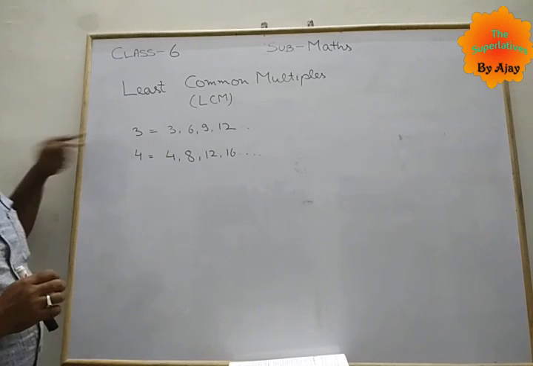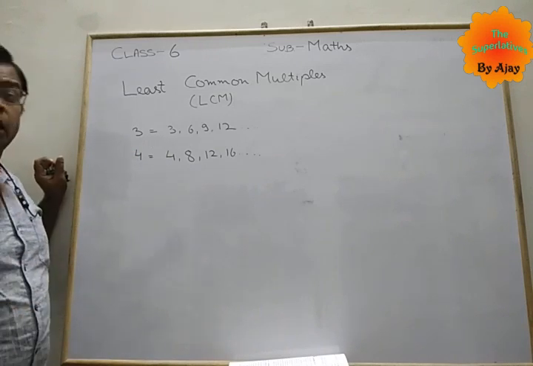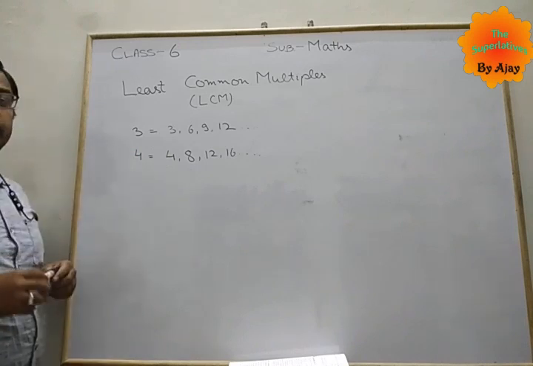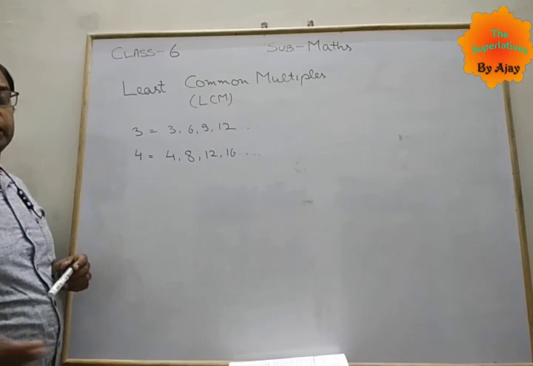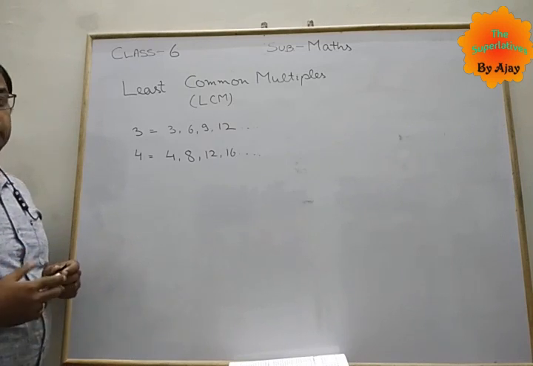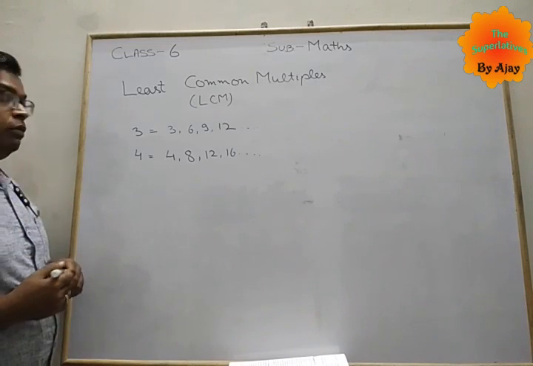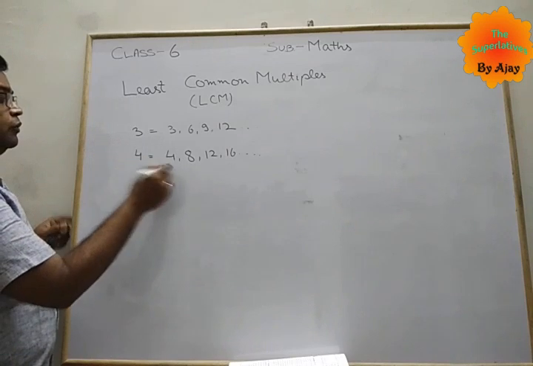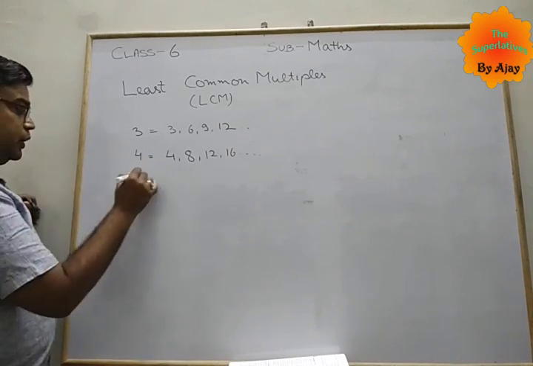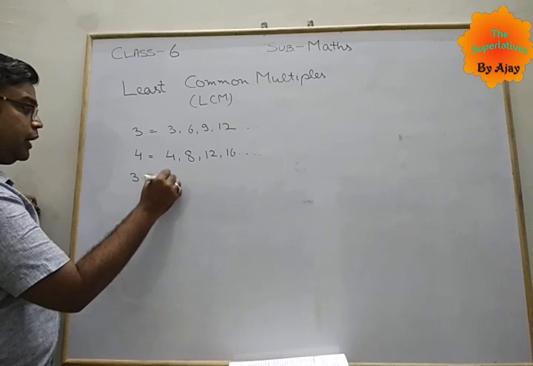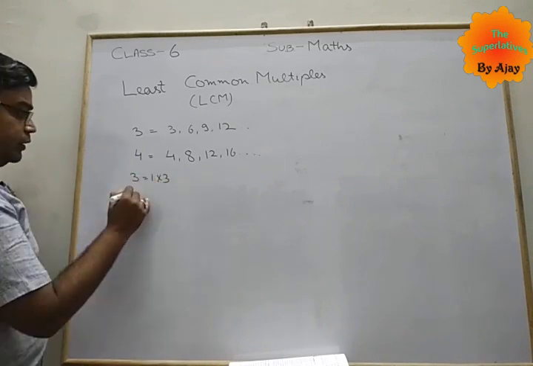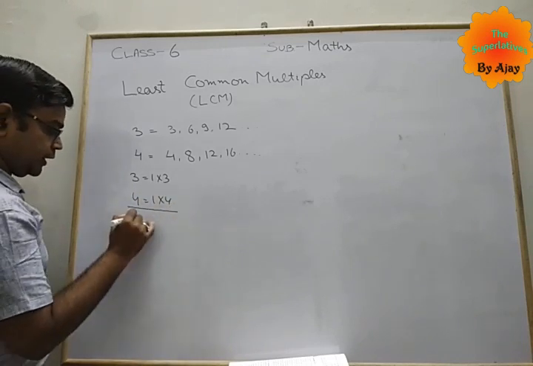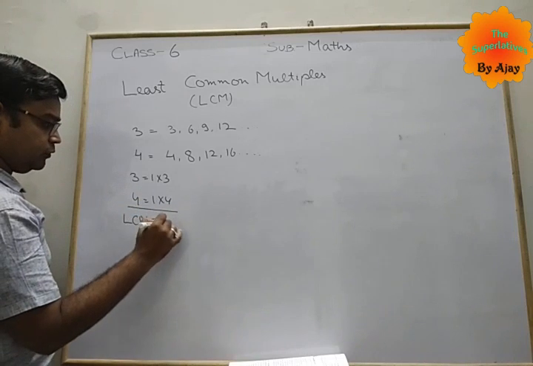But how do you find it? It's easiest when we first find the common factors and uncommon factors separately, then multiply them together. It is known as the least common multiple. In this case, 3 equals 1 into 3. I am discussing factors. 4 equals 1 into 4. So LCM we can easily write as 1 into 3 into 4, which is 12. So this is how you obtain it.